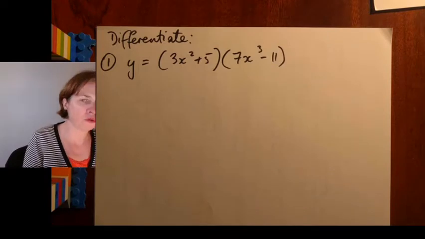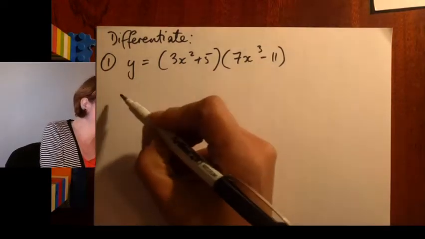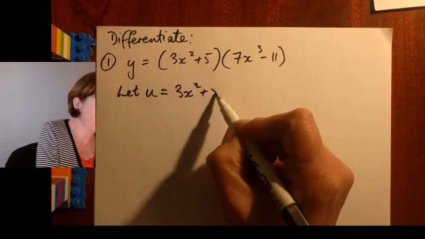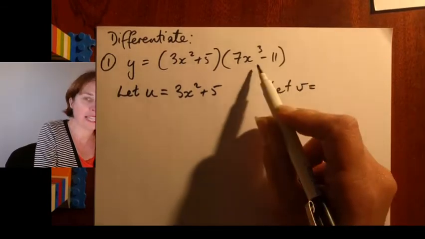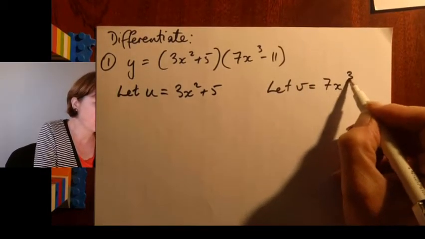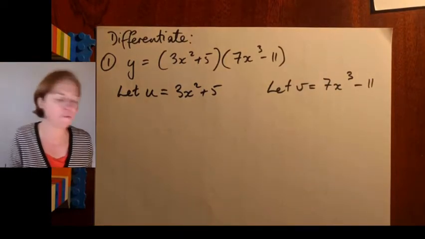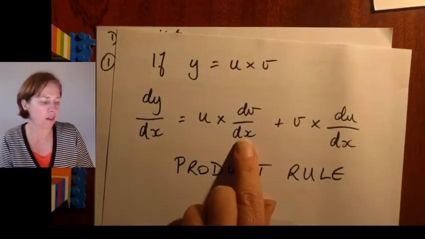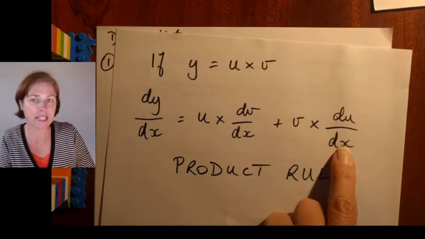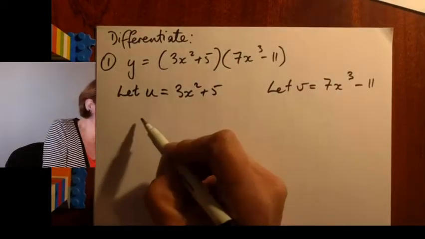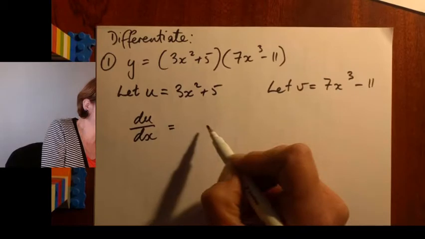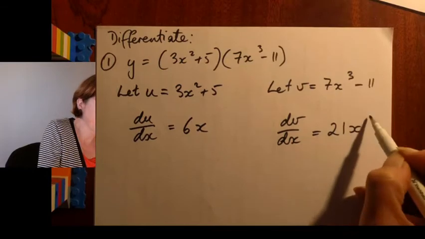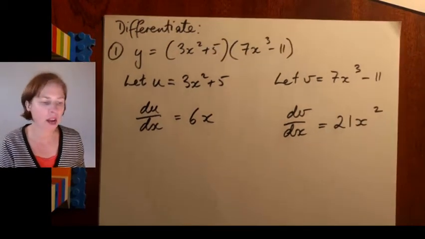So the first thing I'm going to do is define u and v. U is going to be my first function, 3x squared plus 5, and v is going to be my second function, 7x cubed minus 11. So I need to differentiate both of those with respect to x, because remember in this rule I need dv dx and I need du dx. So du dx is 6x and dv dx is 21x squared. Okay, now I can apply my product rule.